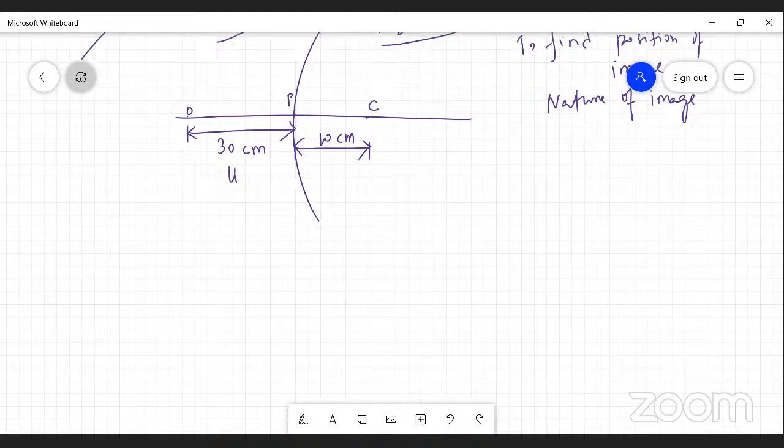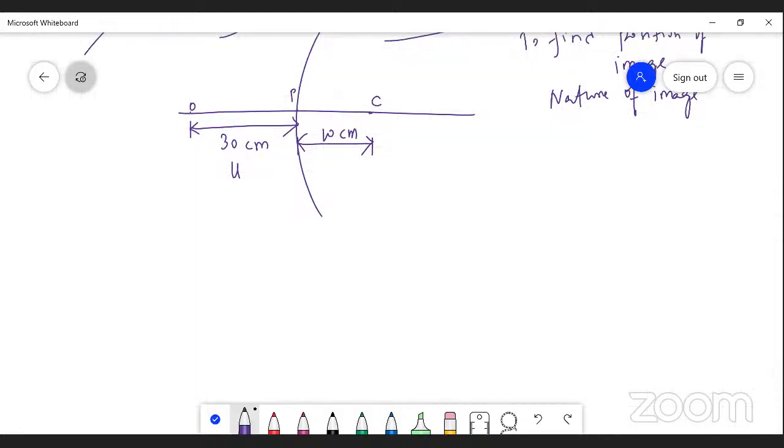What is the refractive index of the first medium? N1 is equal to 1 and N2 is equal to 1.5. The U value is the object distance, U is equal to minus 30 centimeter. And what is the R value? R is equal to plus 10 centimeter.